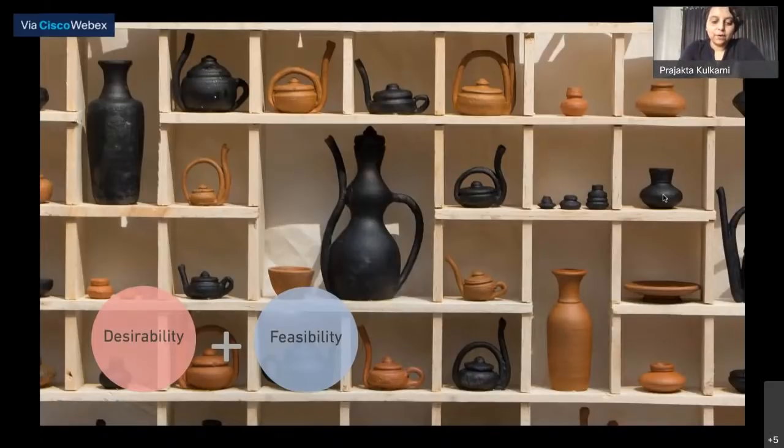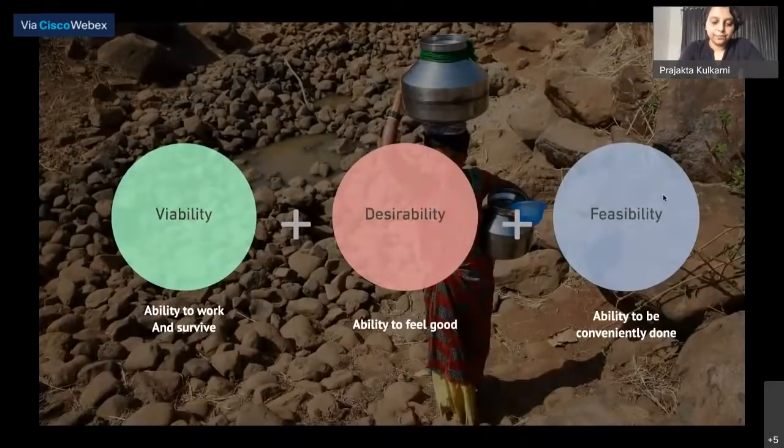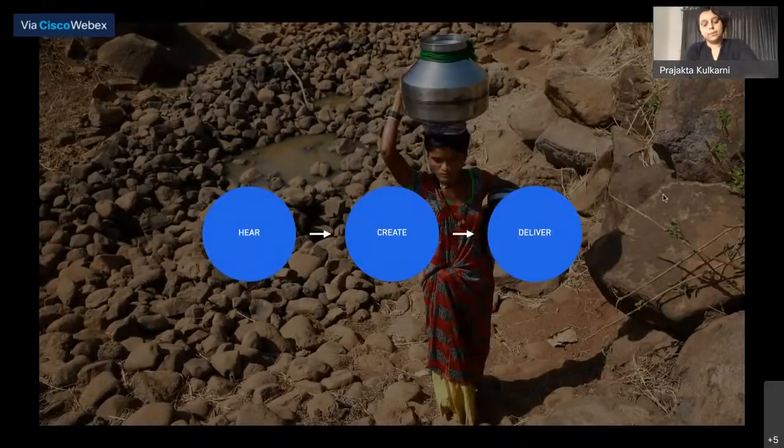So let's talk about how we get these three factors of viability, feasibility, and desirability into our solution. It's a very simple process. Human-centered design is actually something that I can use to describe design thinking. Human-centered design is hear, create, and deliver. So it's very simple to remember: HCD, human-centered design, hear, create, deliver. Got it?